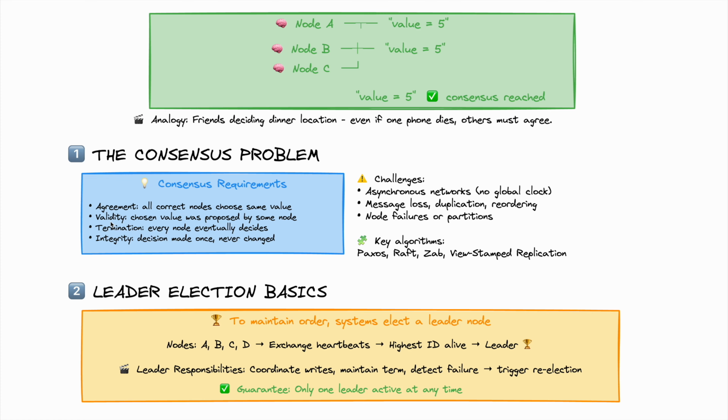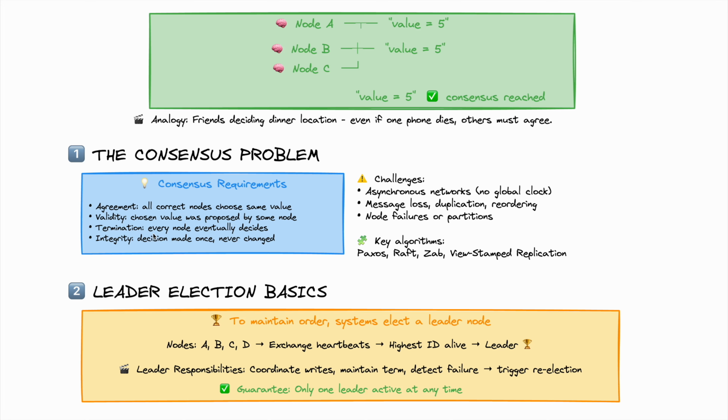The second one is validity. That means the chosen value was proposed by some node. So the value doesn't come from nowhere; it is proposed by one of the nodes. We have certain algorithms to decide which node proposes and which nodes accept the value, but the point is that the value we choose should come from a certain node.